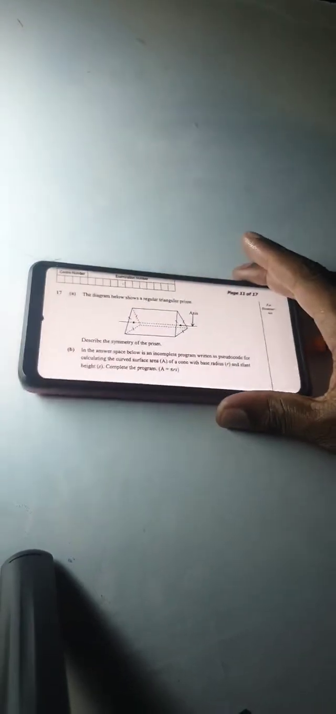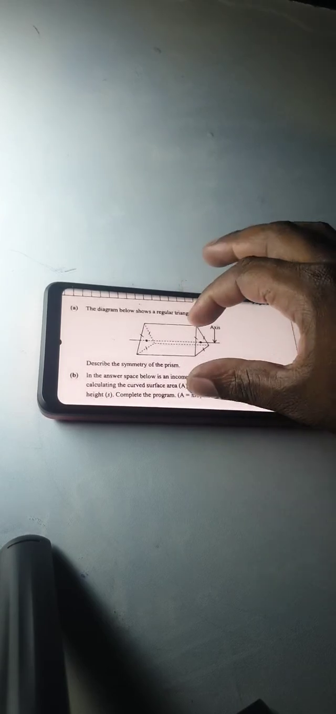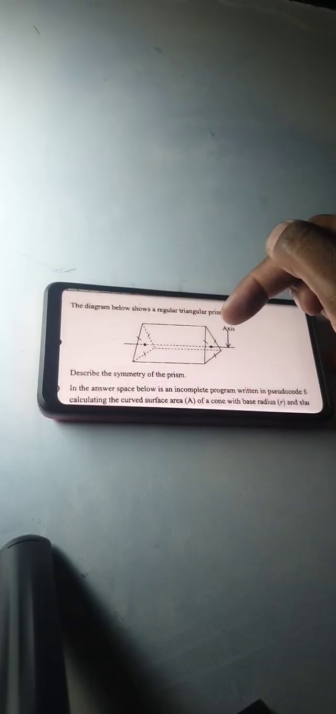Question number 17. You need to understand this question can come as describe, sometimes it can say how many. You may hear how many lines of symmetry, then just give a number. But the way it has come, describe the symmetry of the prism. So what it will require now, we have started that, it's a triangular prism.